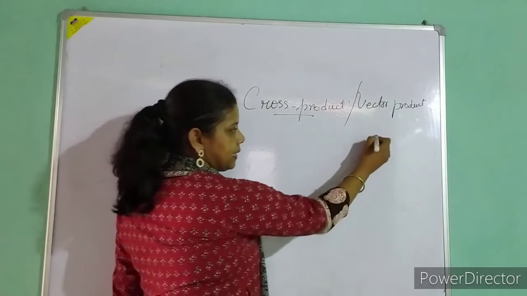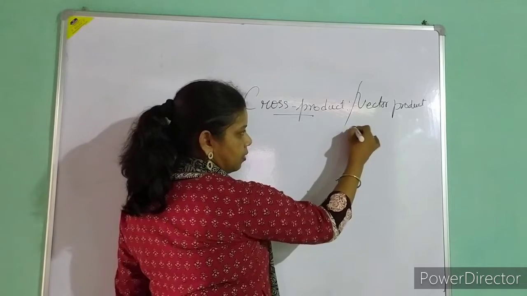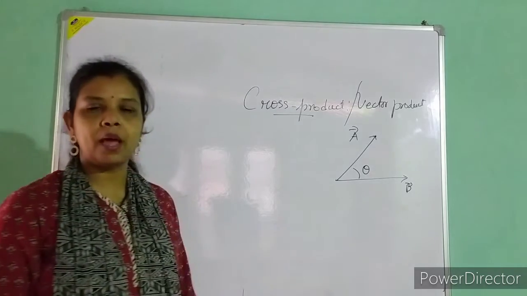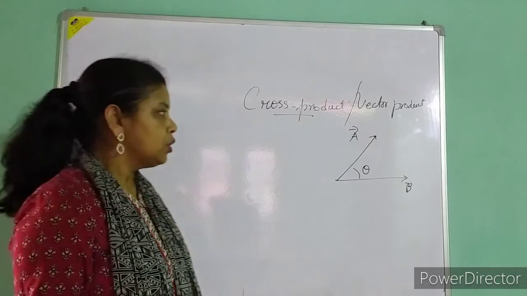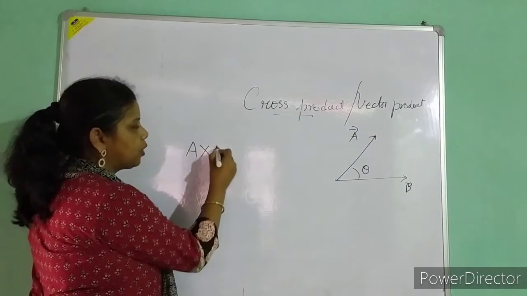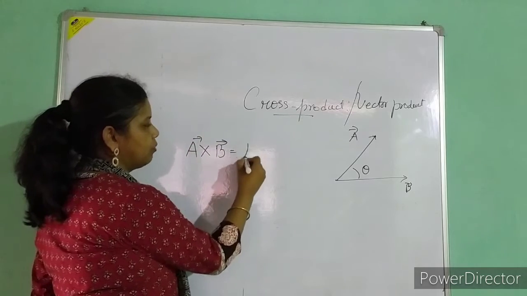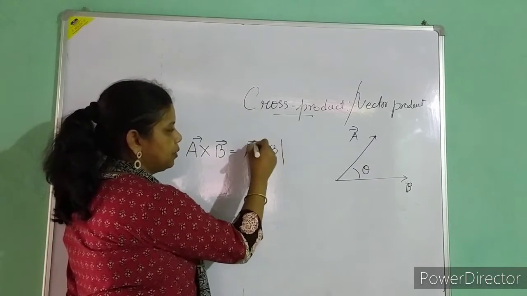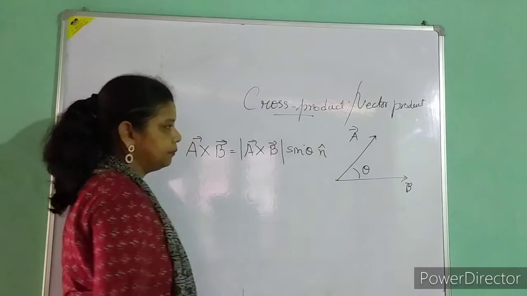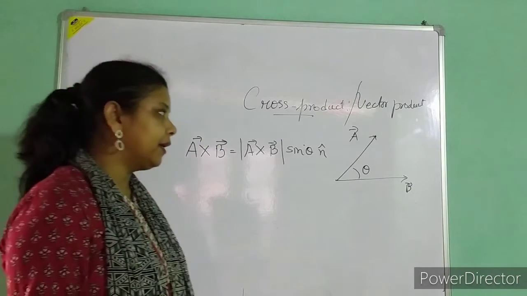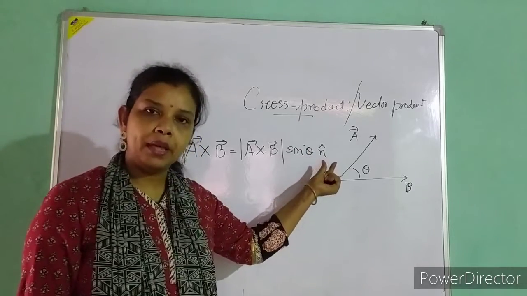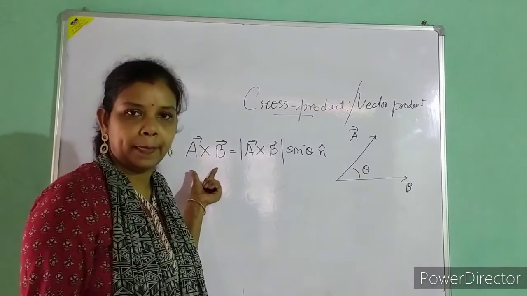Okay. Suppose this is a vector A and this is another vector B. This makes an angle theta with each other. So as it makes angle theta with each other, if I want to multiply these two vector quantities by cross product, then I have to write A cross B equals magnitude of A cross B, sine theta n cap, where n cap is the direction of A cross B. Meaning this direction will be perpendicular to A cross B.